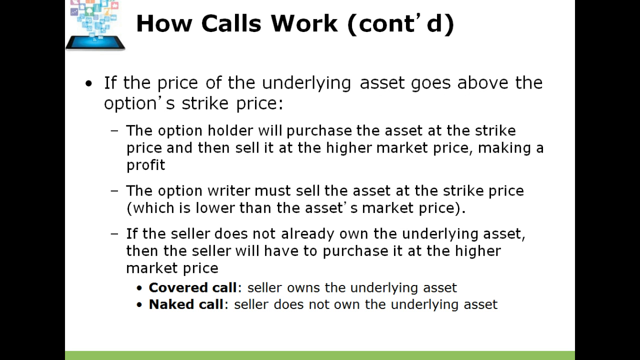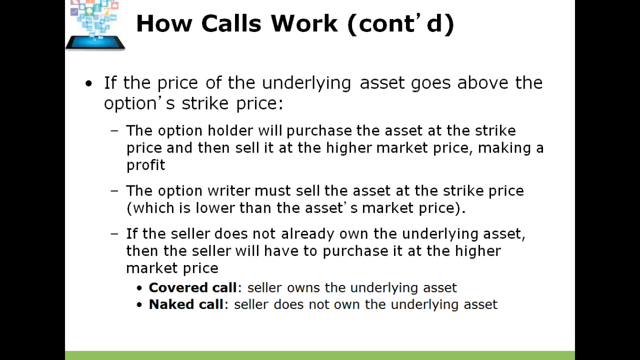Now, if the price of the underlying asset goes above the strike price, that's good for the option holder, the buyer of the option. If the stock price goes above the strike price, you are going to want to purchase that stock and sell it at the higher price to make a profit. If you're the option writer, you must sell the stock at the strike price, which means you're going to lose money.